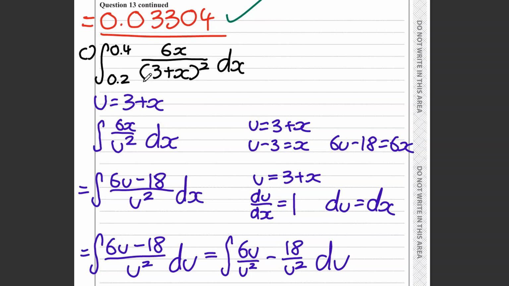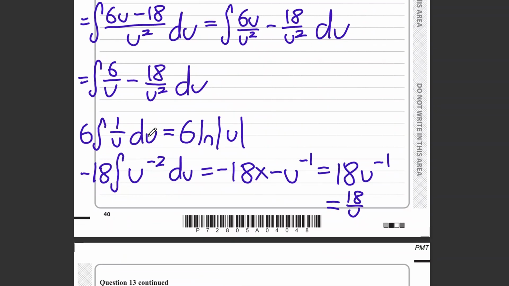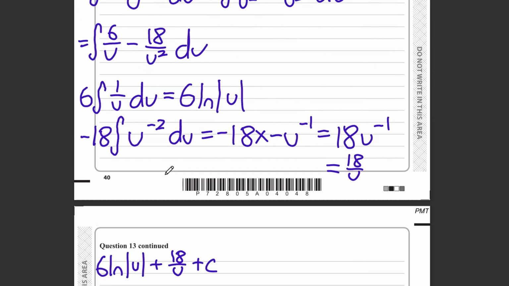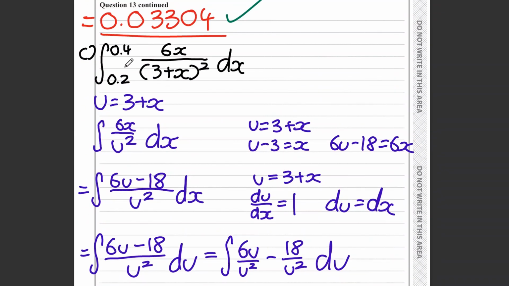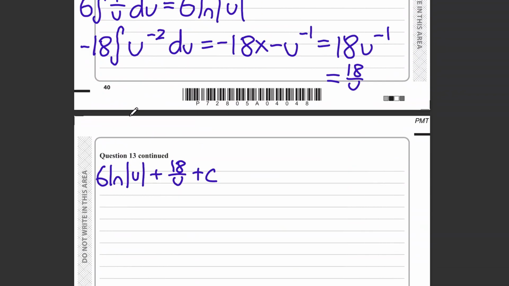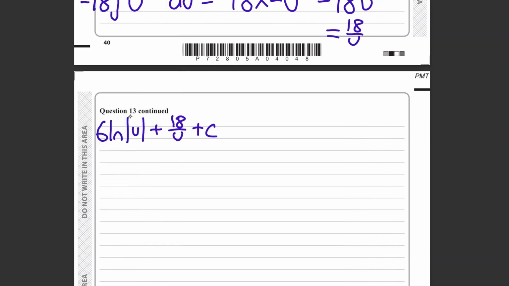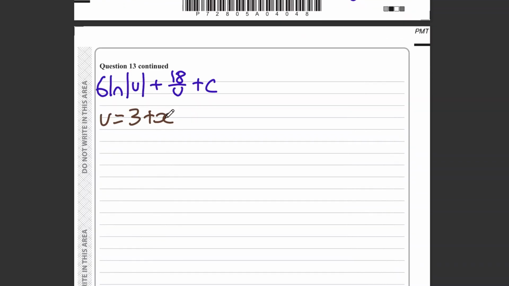Now remember, when you're integrating via substitution, there are two ways that you can plug in the limits. Either you can sub back in 3 plus x for the u terms, or you can change the limits in terms of u. I'm going to quickly change the limits in terms of u. We have that u is equal to 3 plus x. If we focus on the upper limit, which is 0.4, u is equal to 3 plus 0.4, which is 3.4. So the limit which was 0.4 in terms of x is now going to be 3.4 in terms of u.